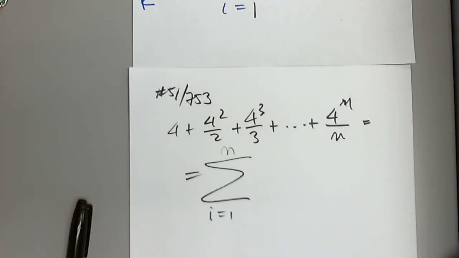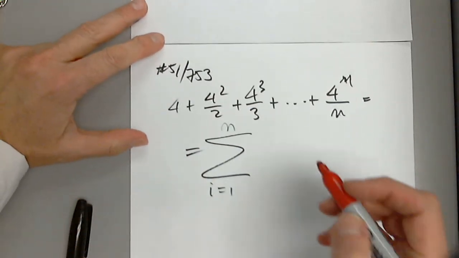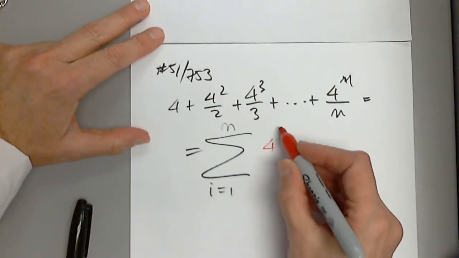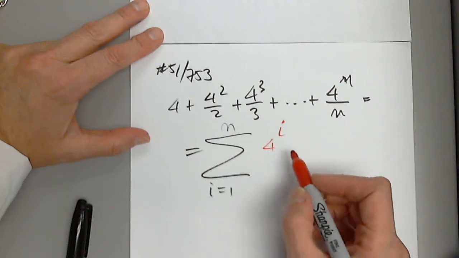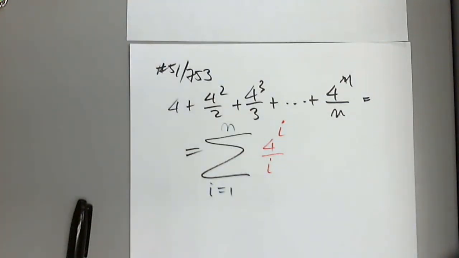Okay, from i equals 1 through n, good. Raised to i, yes, over i, indeed. Let's try it. When i is 1, I get the first term indeed. When i is 2, I have 4 squared over 2. When i is 3, I have 4 cubed over 3. When i is n, I have 4 to the n over n. Excellent.